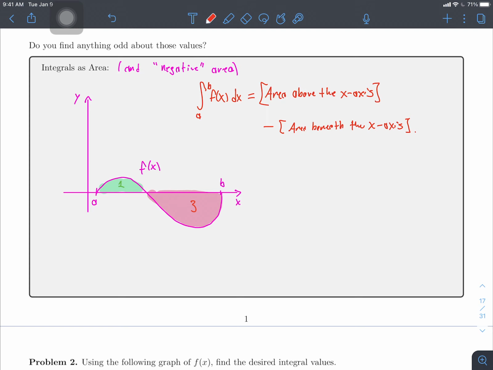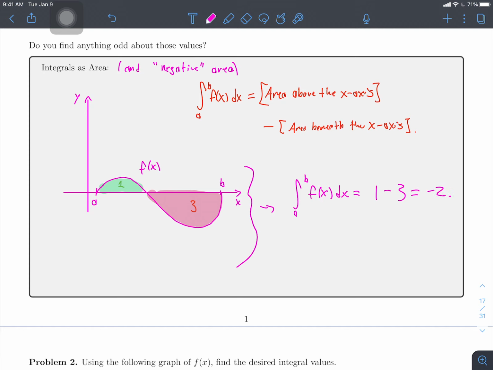So now we can handle functions that are above the x-axis, and we can handle functions which pass beneath the x-axis, and we can handle functions which do both, right? Sometimes this function is above and sometimes it's below. So all we're going to do for this one, for this example, we would get that the integral from a to b of f of x dx is equal to 1 minus 3. So we actually get a negative number.